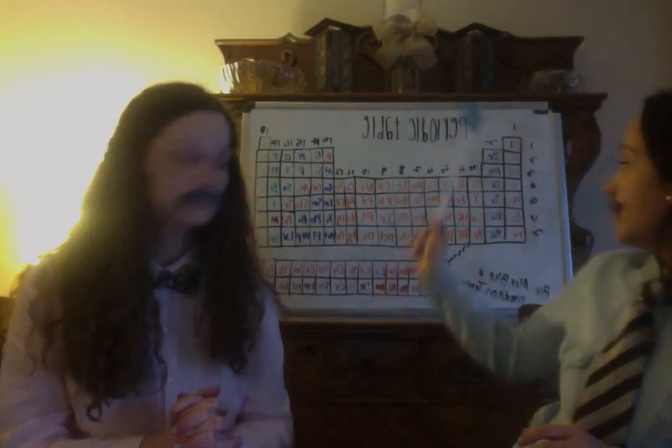The next group is quite large. Columns 3 through 12 are the transition metals. Transition metals are good conductors of heat and electricity. They are usually bright. They have one or two valence electrons, which they lose when they bond with others. They also have a high melting and boiling point. Columns 3 through 12.